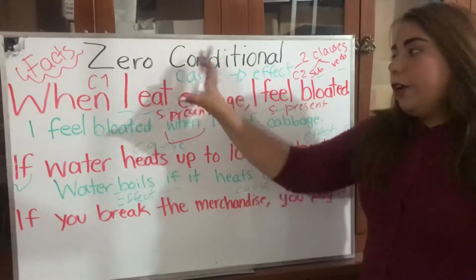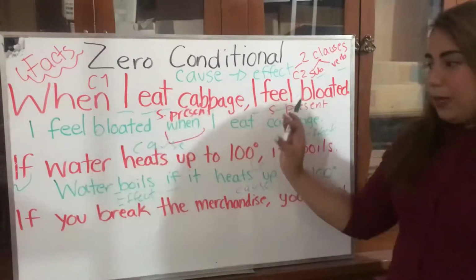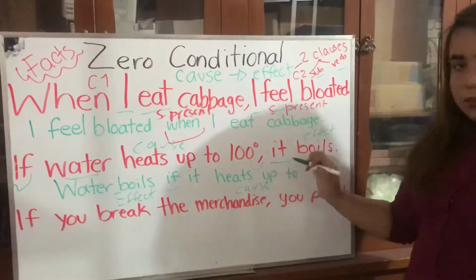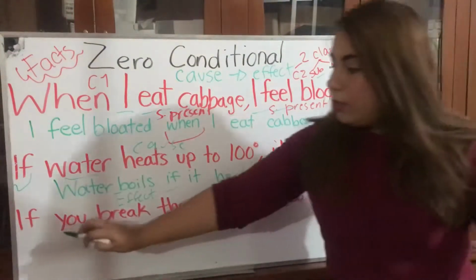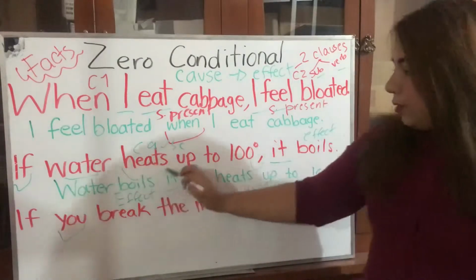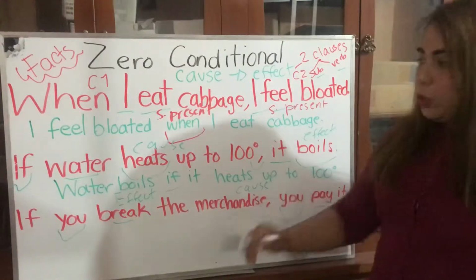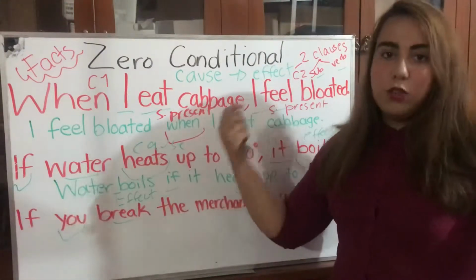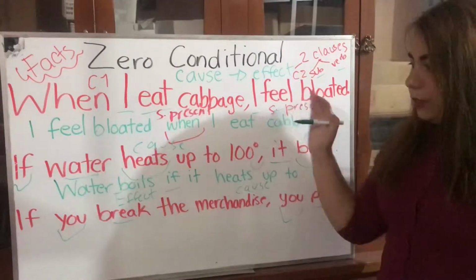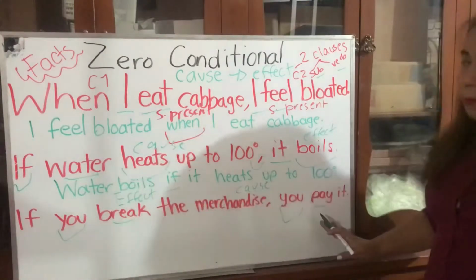So remember, here we always have two clauses, meaning we have a subject and verb. Like here, the subjects would be water, it, you; the verbs: heats, boils, break, pay, okay? So we always have to have two subjects, two verbs, and in this case for zero conditional, it's always going to be present, present. Present heats, present boils, present break, present pay.